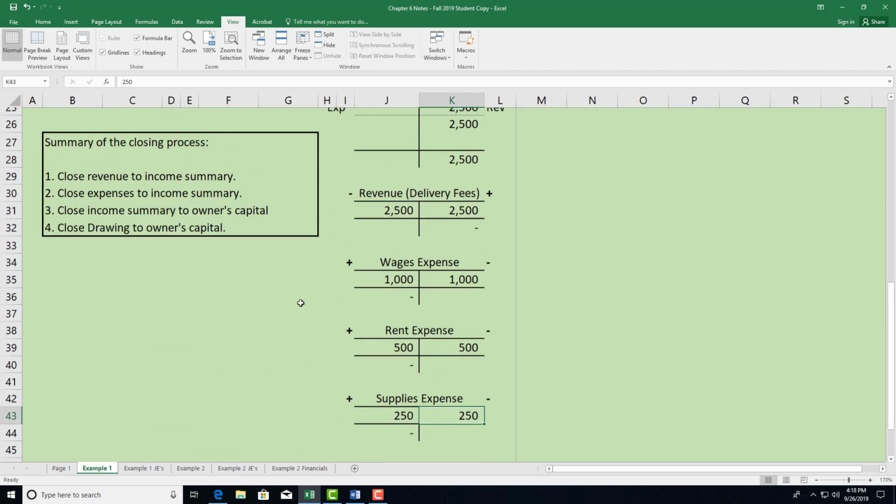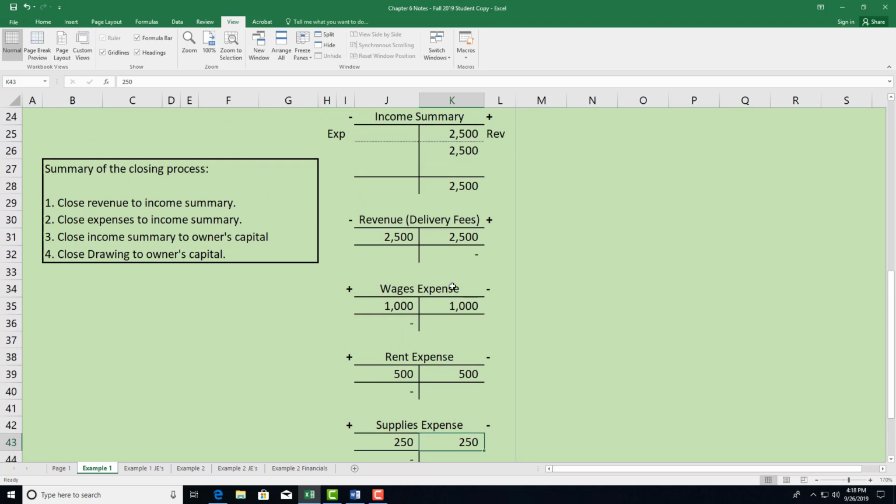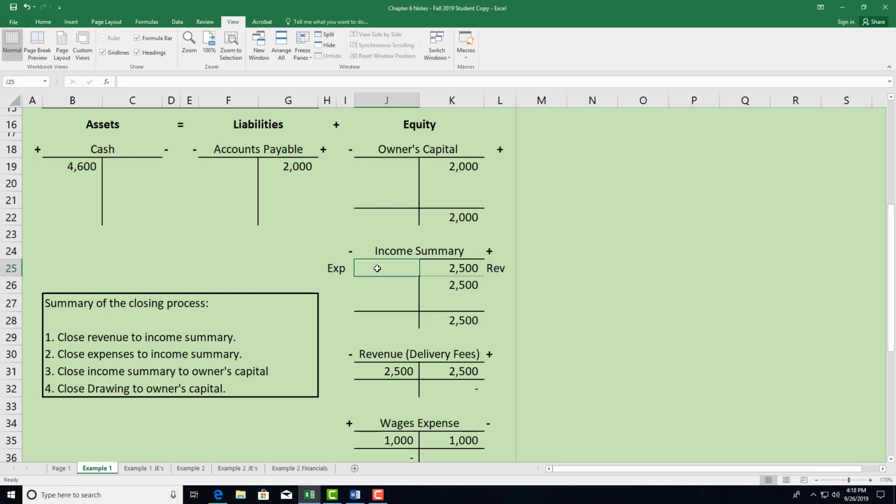So again, I simply said these accounts have debit balances. Therefore, I would need to credit those accounts to make those balances 0. And I'll put that debit into income summary. And now at this point, income summary has a balance of $750. And this is just a subtotal right here, and then the overall balance down here.